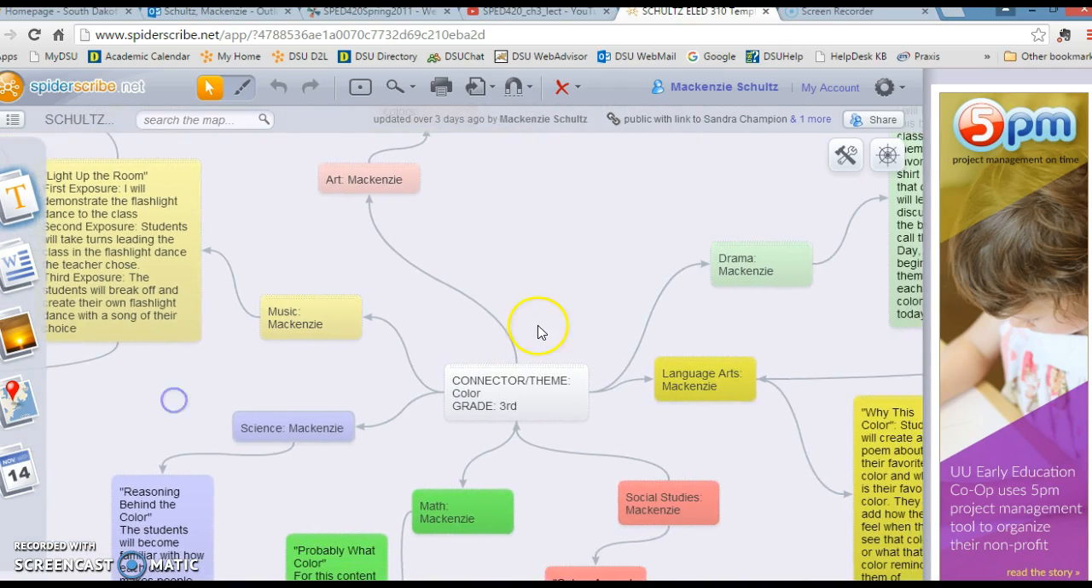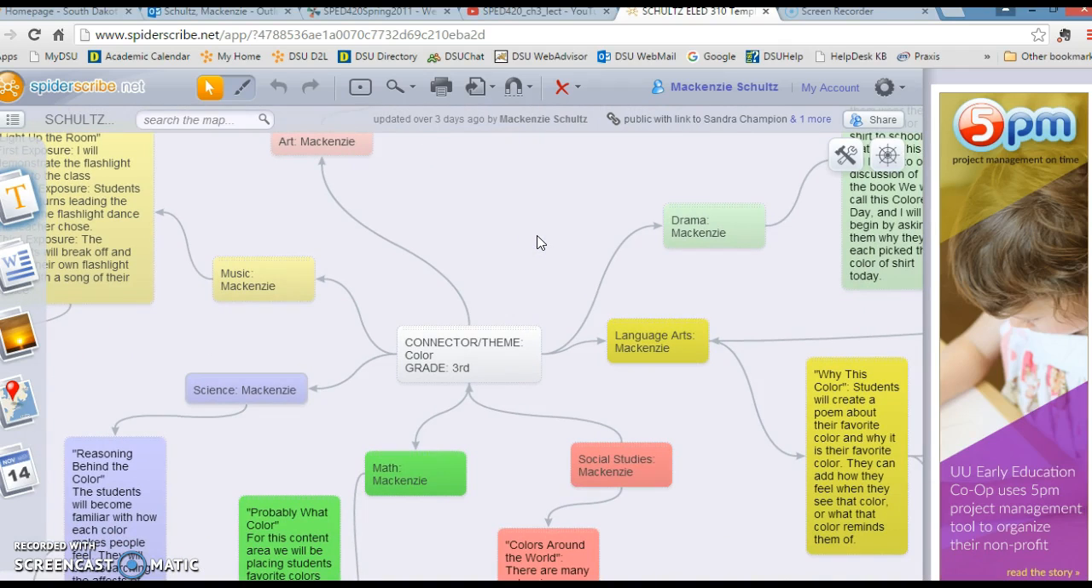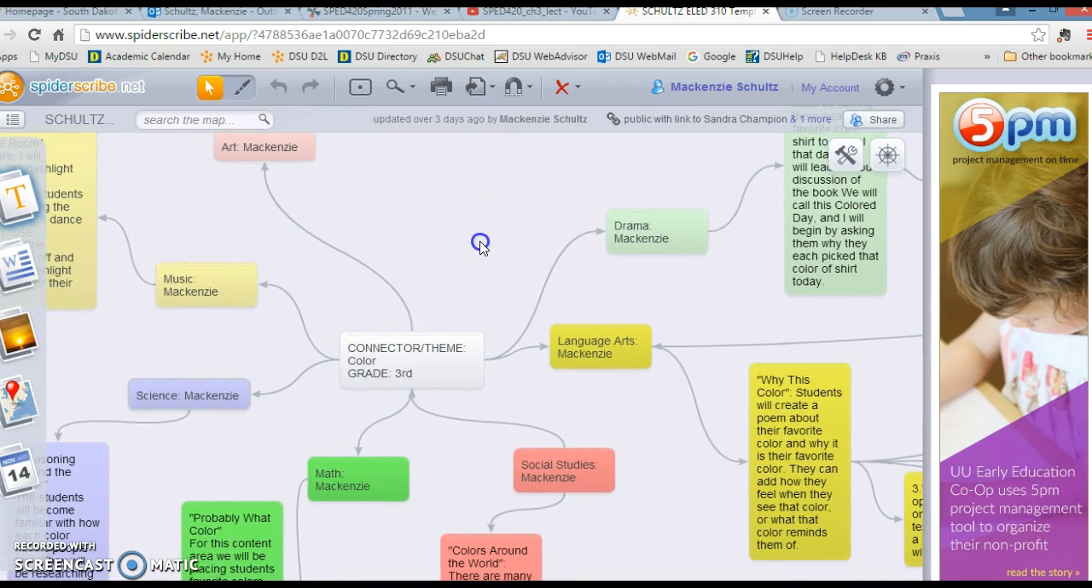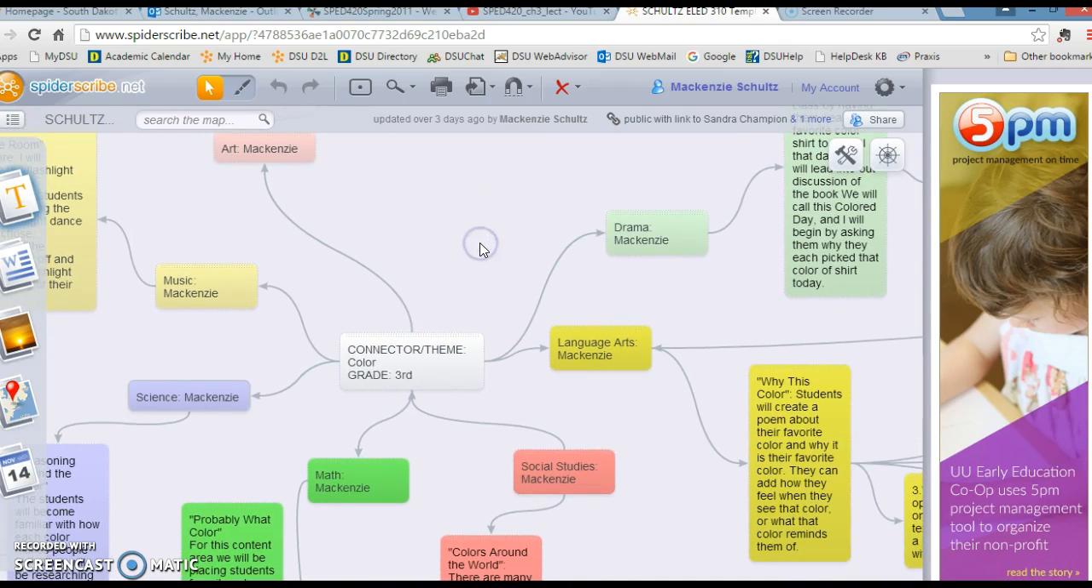So that is a little rundown of my color thematic lesson plan unit. I really hope I have the chance to do this someday in my future classroom. I feel like this is just going to give the students a really good background of the different aspects of color and how it can be integrated into each different content area.